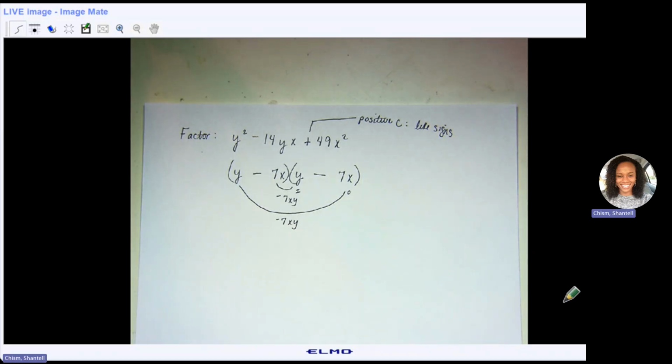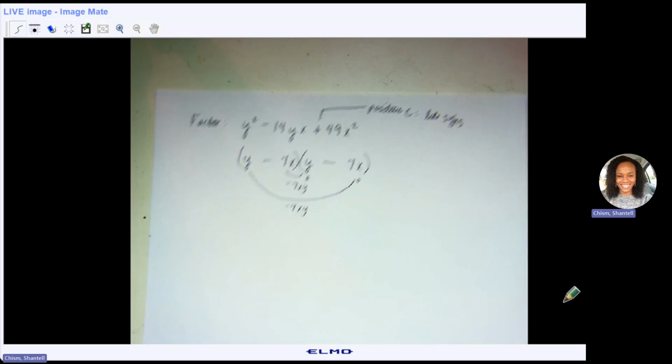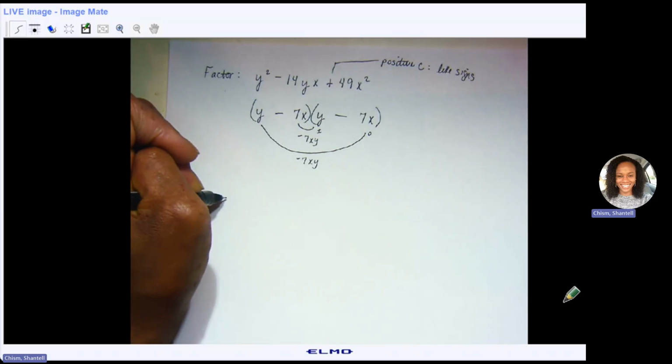All right. Let me see if there's anything else that I wanted to go over. And I think that wraps it up. Here's one more. Let's do this one. And then this will be the last one.